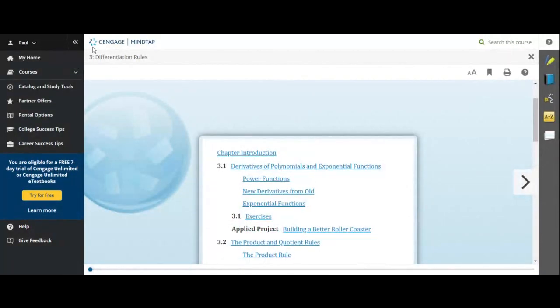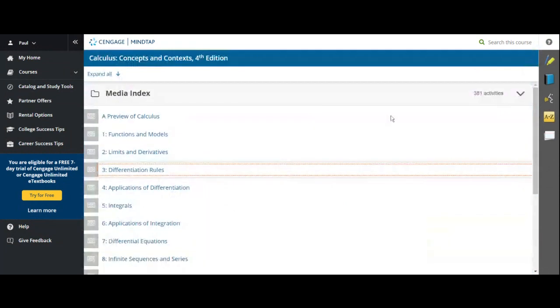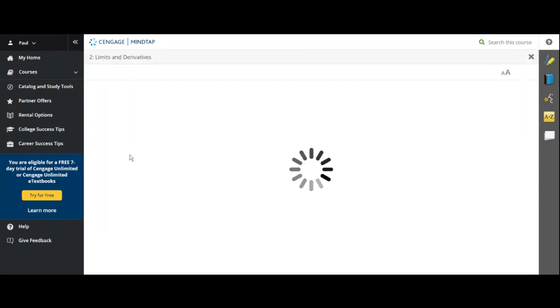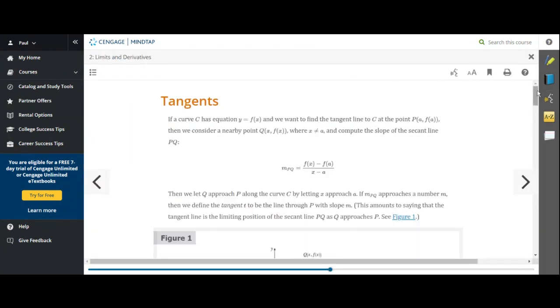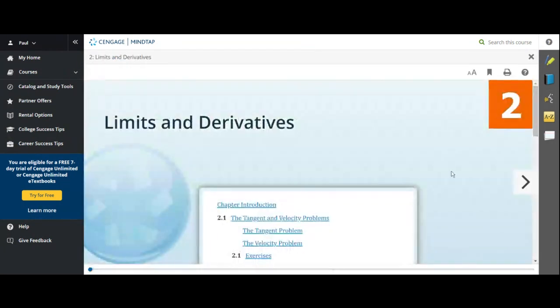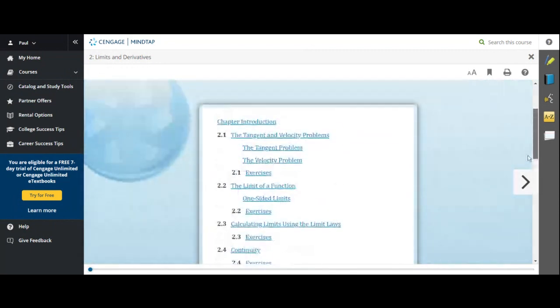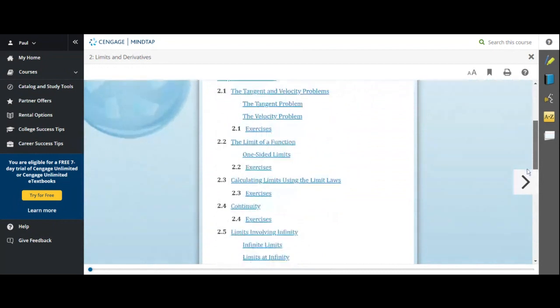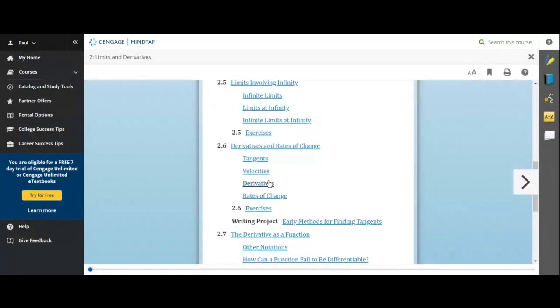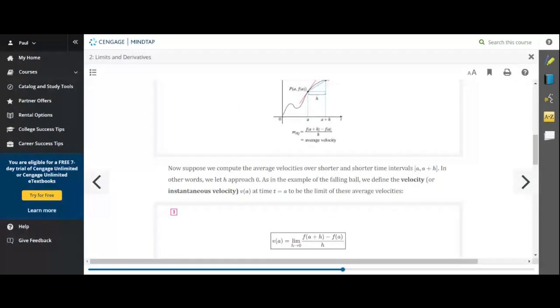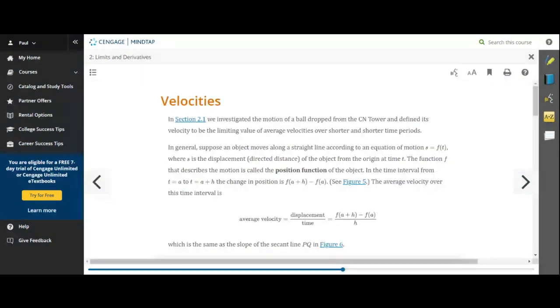Hold on, I'm in the wrong thing here. Hold on. One moment. Let me get out of that. Let me go back. Yeah. Okay, so you already dealt a little bit with velocities in section 2.1. In 2.6 here, let me bring up the velocity. Now hold on here.